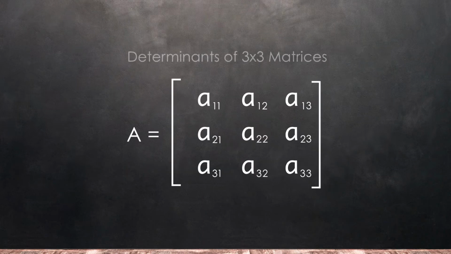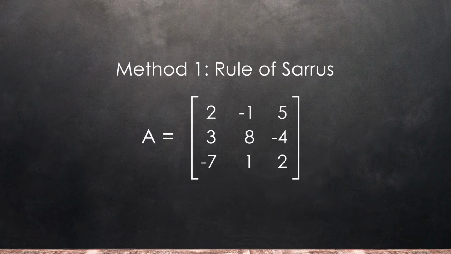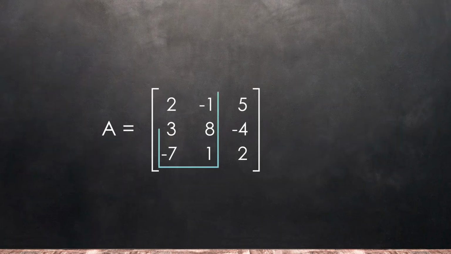Now we will go over 2 methods we can use to find the determinant of a 3 by 3 matrix. The first method we will go over is called the rule of Sarrus, which can only be used for 3 by 3 matrices. Consider the following 3 by 3 matrix. Take the first 2 columns and rewrite them to the right of the matrix.